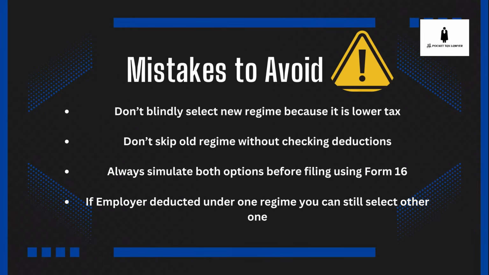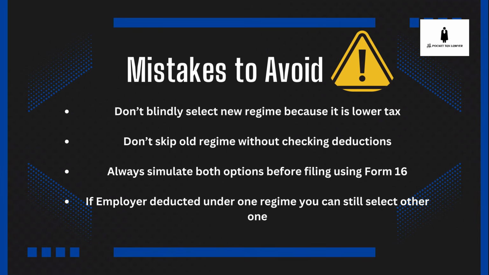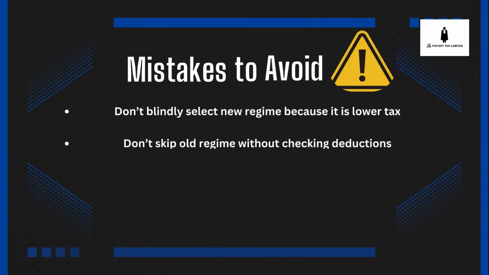Mistakes to avoid. Don't blindly choose new regime just because it has lower tax. Don't skip old regime without checking your eligible deduction. Always simulate both options using your Form 16 before filing. If employer deducted tax under one regime, you can still opt for the other while filing your income tax return.